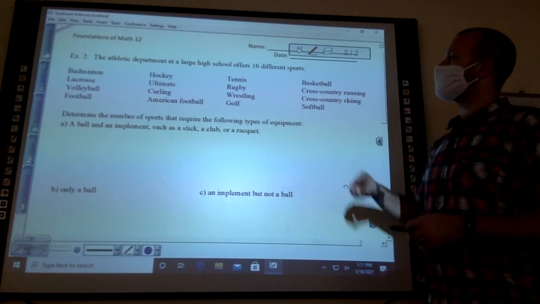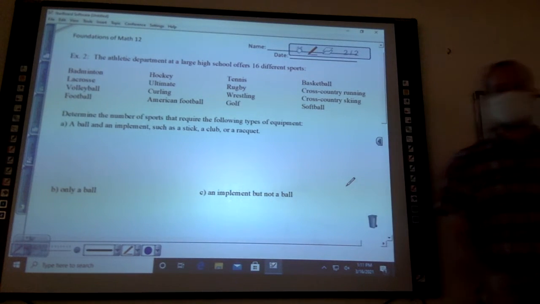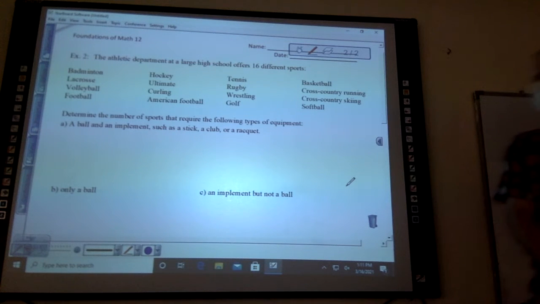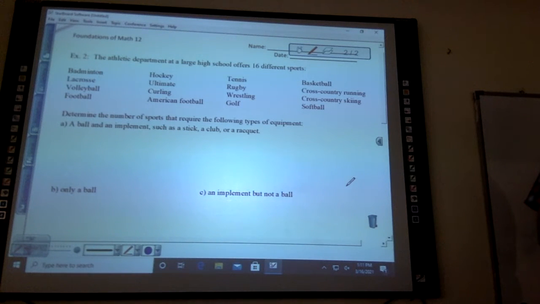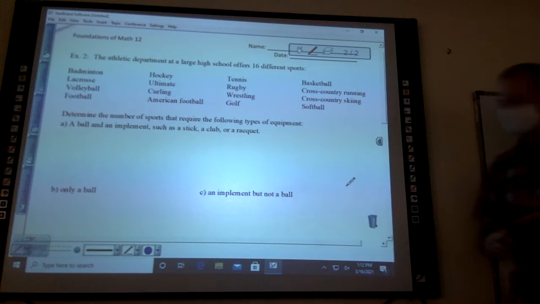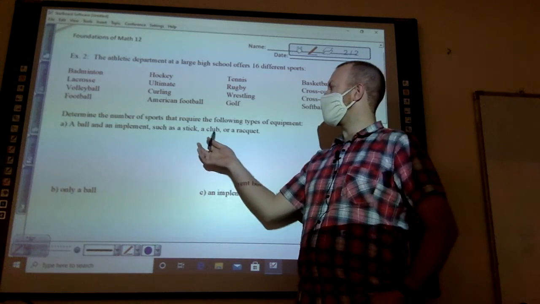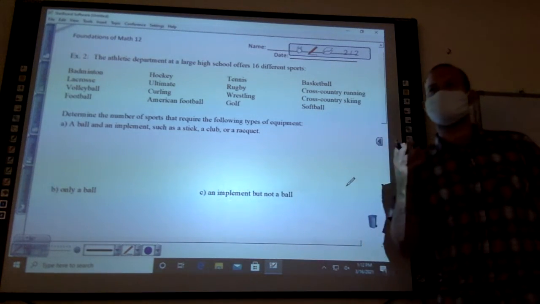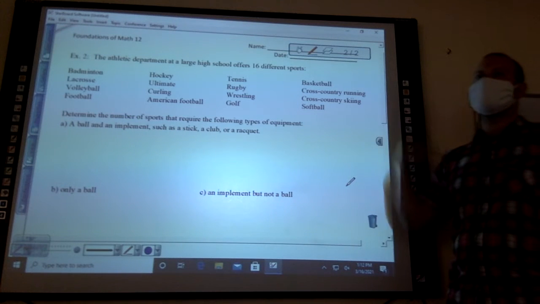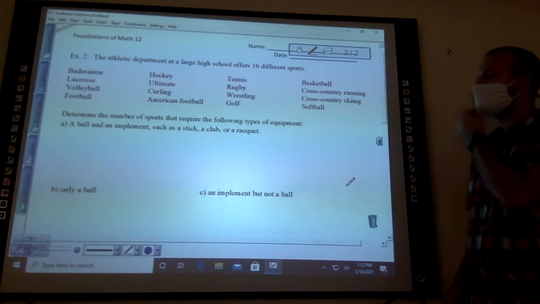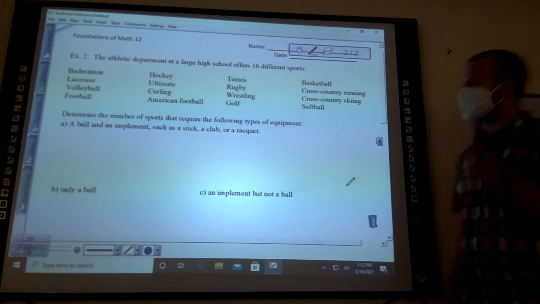So we want to sort out all these sports into two categories. We want to talk about whether they use a ball in the sport or they use an implement. And they said implement to mean things such as a stick or a club or a racket, something you use in your hands to hit something else. So we are going to first organize these.